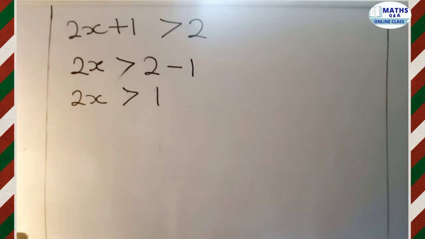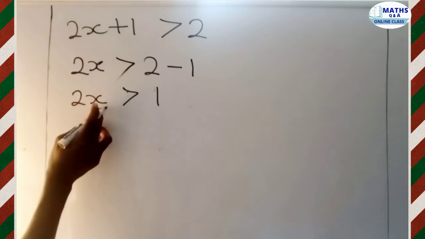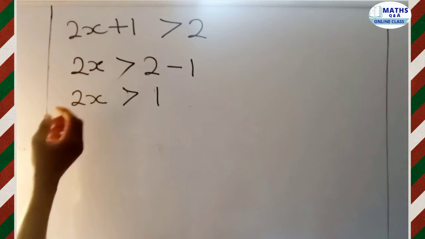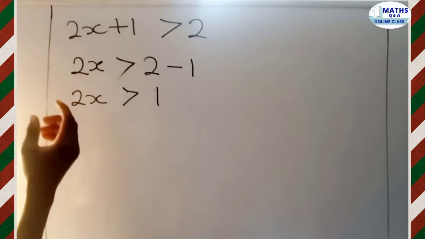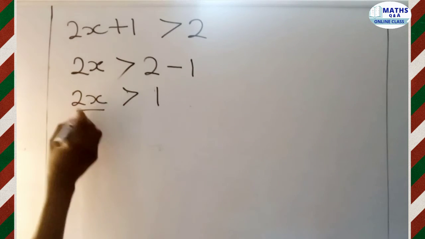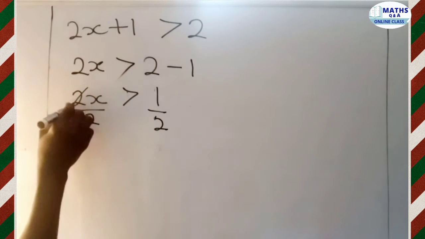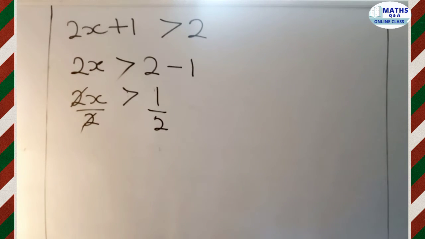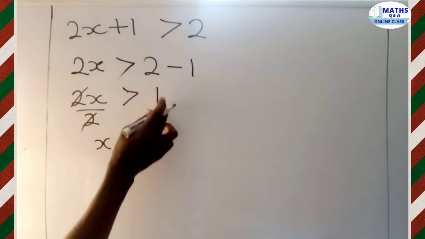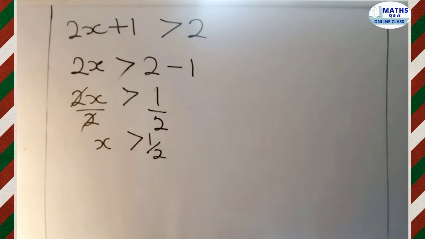We are still making x the subject of this inequality. Since 2 is multiplying the x, we divide this term by 2 so that we can get rid of the 2. Whatever you do to the left hand side, you have to do the same thing to the right hand side. So we have 2x divided by 2, and we do the same to this side. 2 divided by 2 is 1, and 1 multiplied by x gives x, which is greater than 1 divided by 2, or half.